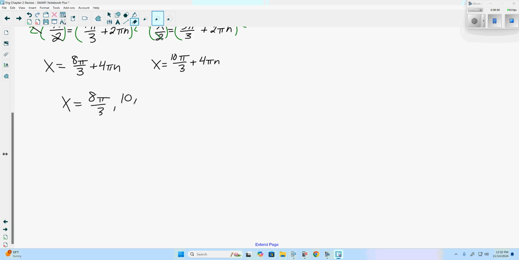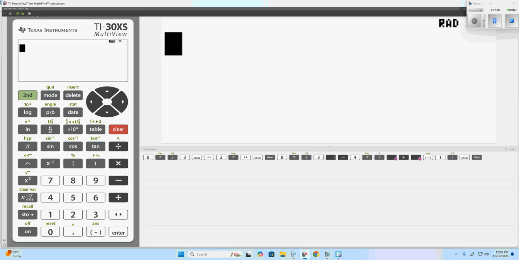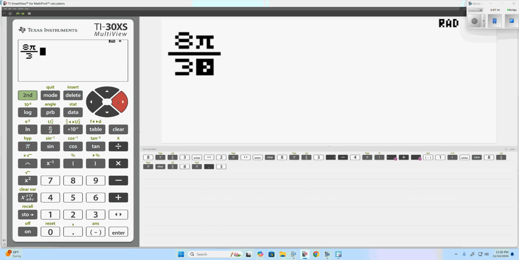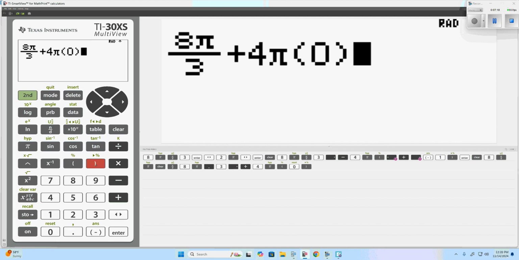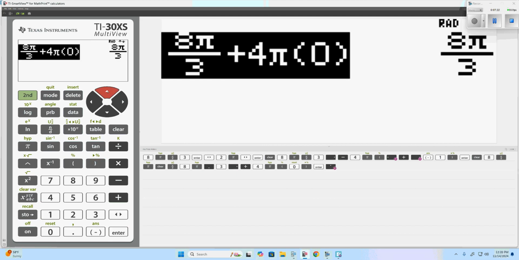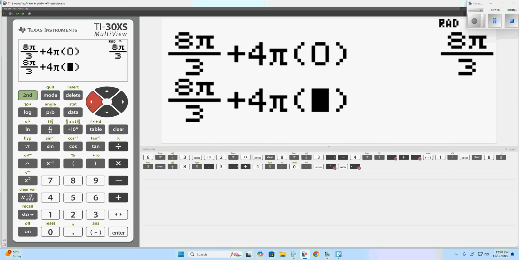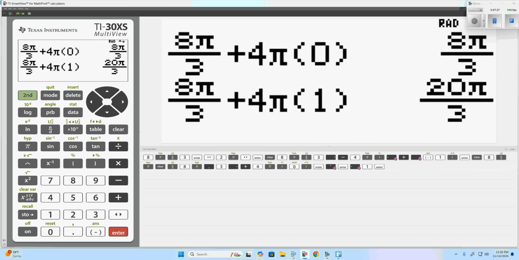Since this is too big, okay, let me explain. So here, 8 pi over 3 plus 4 pi times 0 does give us our 8 pi over 3. And if we do 1, it's going to be way too big. 20 pi over 3.